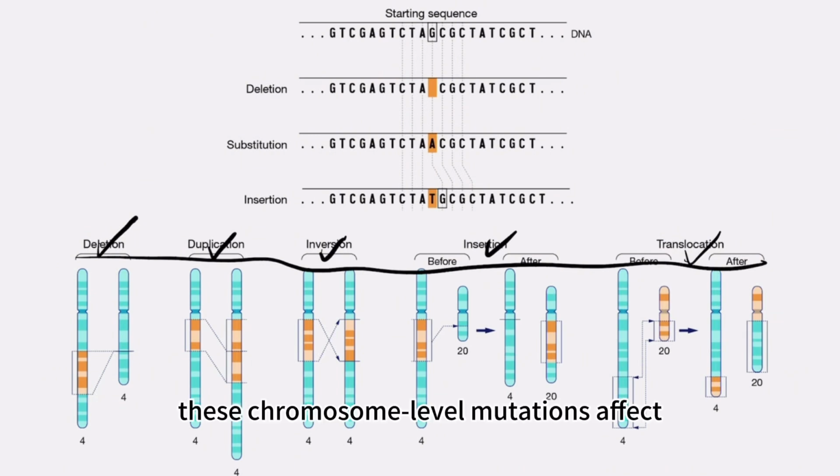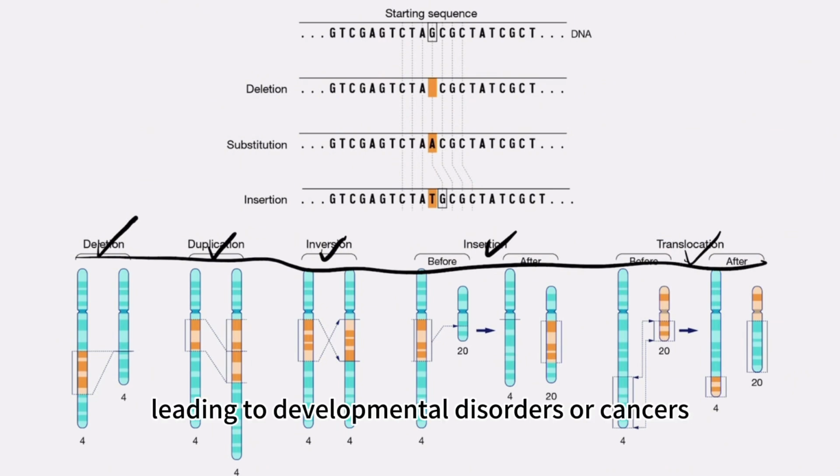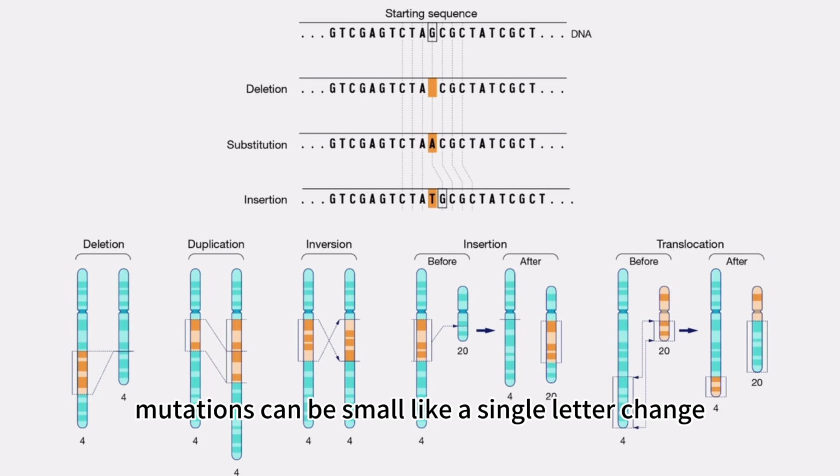These chromosome-level mutations affect larger pieces of DNA, not just single letters. Their effects are often much bigger, sometimes leading to developmental disorders or cancers. In summary, mutations can be small, like a single letter change, or large, involving whole sections of chromosomes.